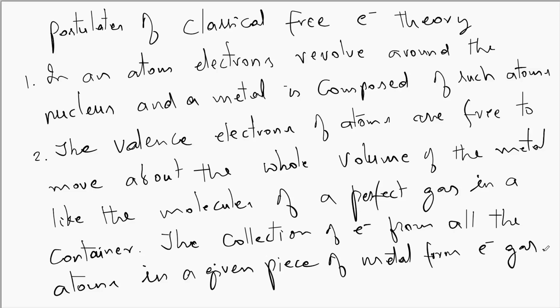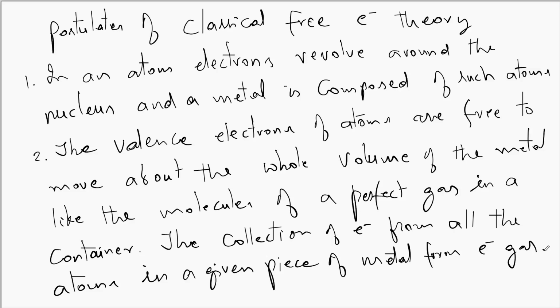The second postulate introduces the concept of free electron gas. How is the electron gas created? The electron gas is created by the valence electrons. So a large number of valence electrons are released into the piece of metal, and the metal ion cores are placed at fixed locations at the lattice points in the piece of metal.